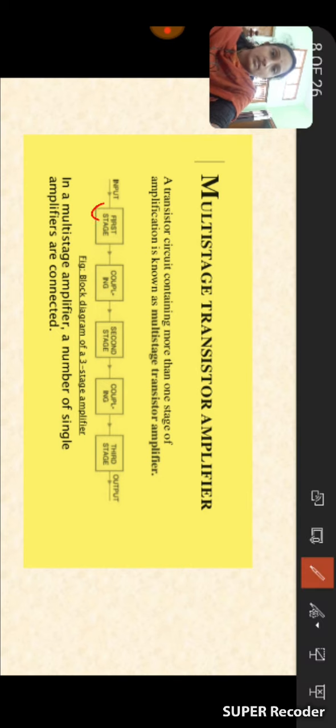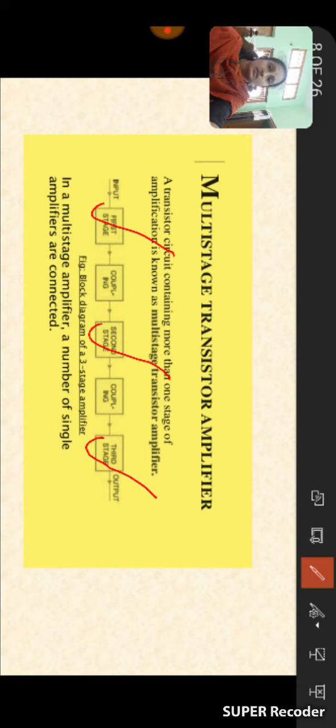And now the block diagram of a multi-stage transistor amplifier. Once observe the diagram. How many stages are there here? In this multi-stage transistor amplifier, three stages are there. What are the three stages? This is the first stage, this is the second stage, and this is the third stage. Three stages are there: first stage, second stage, third stage.